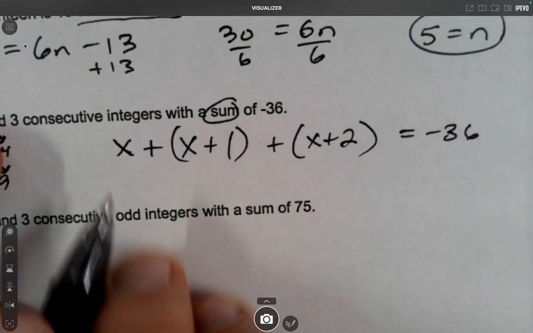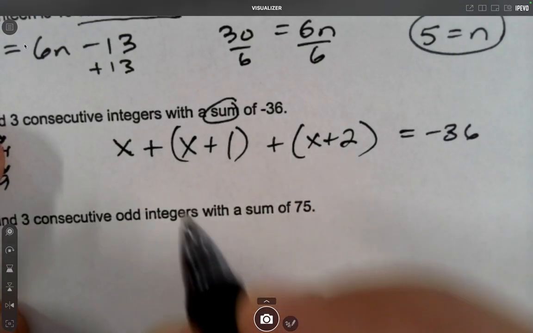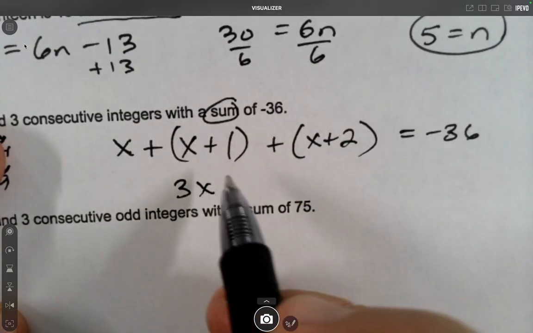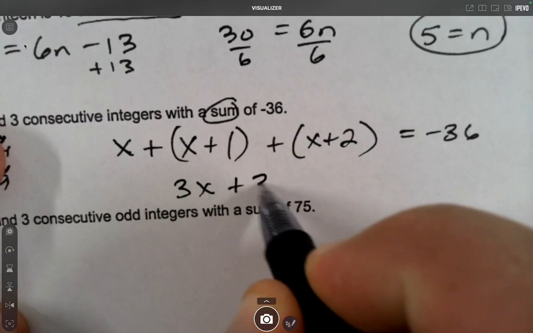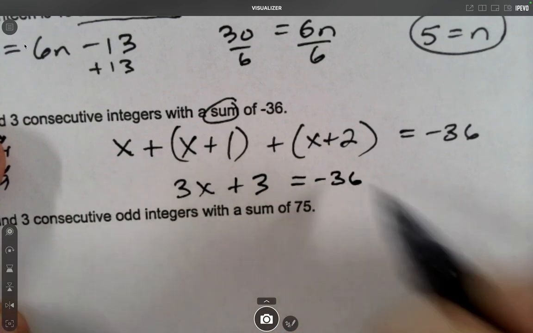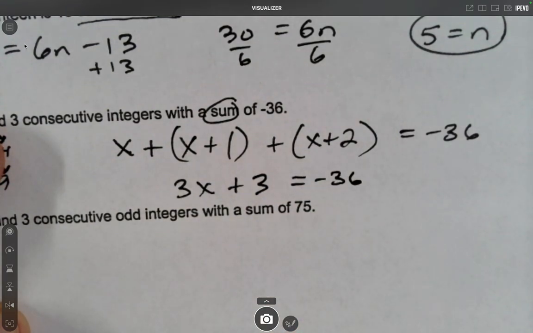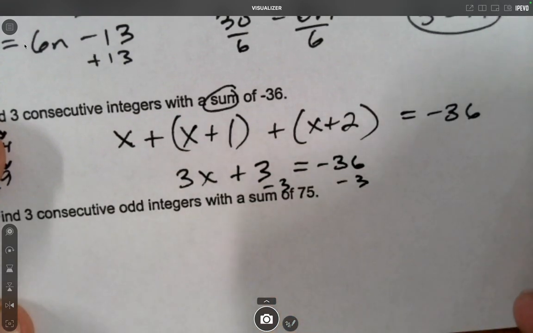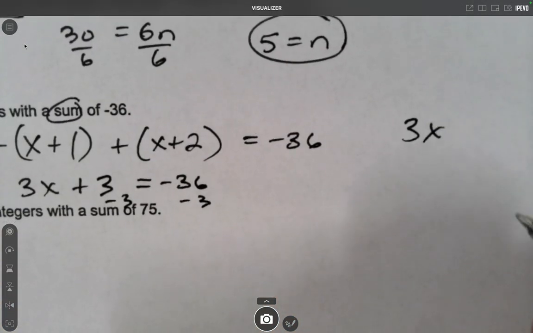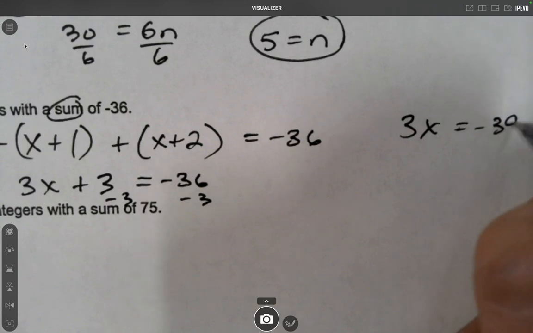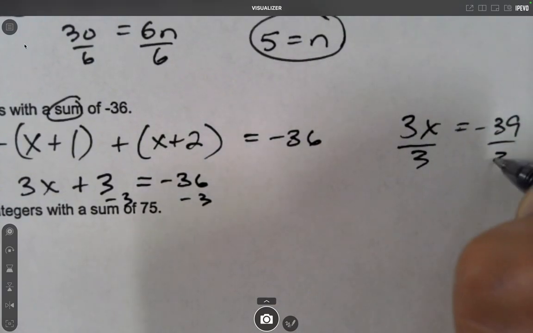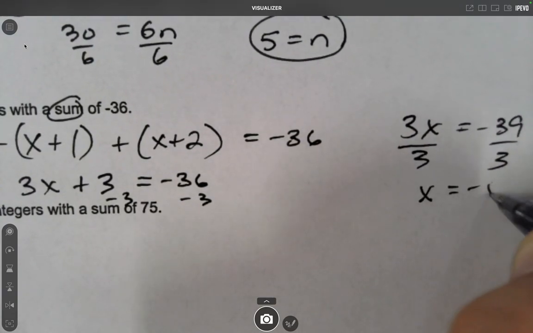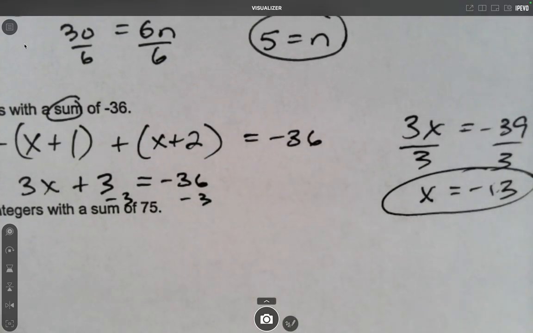Okay, we see x plus x plus x, so that's 3 x's. 1 plus 2, that's 3. We know that's all equal to negative 36. So I'll subtract 3 from both sides. I get 3x equals negative 39. Divide both sides by 3. We get x equals negative 13.